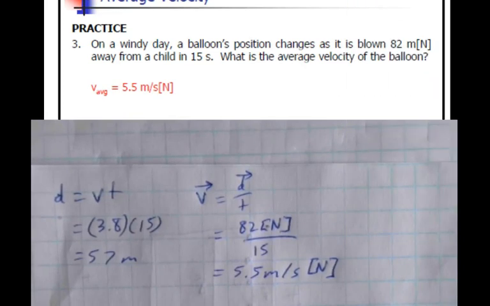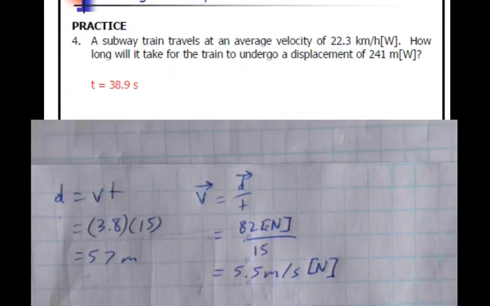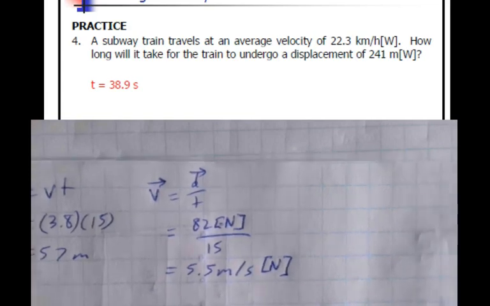Another question. A subway train travels at an average velocity of 22.3 kilometers per hour west. So now we're using a different unit than meters per second. How long will it take for the train to undergo a displacement of 241 meters west? So this will involve us having to do some conversions.